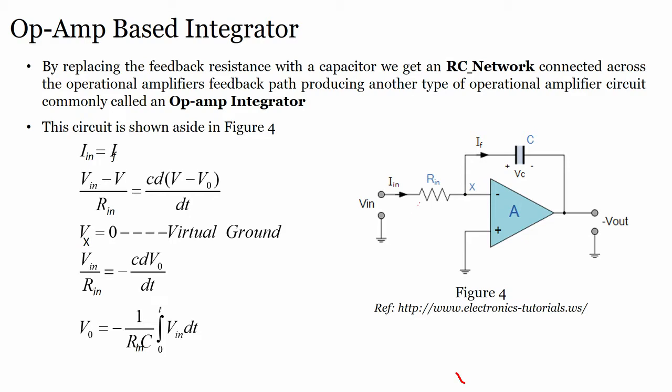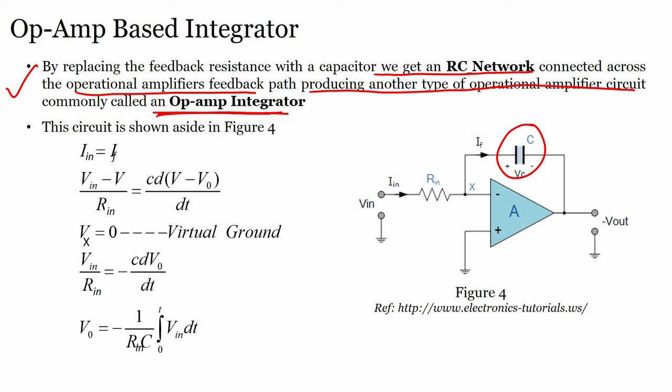So, how does this work as an integrator? How can you say that by replacing the feedback resistor RF by a capacitor C, it becomes an integrator? Let us see. The same thing is written here. By replacing the feedback resistance with a capacitor, we get an RC network connected across the operational amplifier feedback path, producing another type of operational amplifier circuit called the op-amp integrator, all right. So, if you replace RF by C, it becomes an integrator. Let us see how.